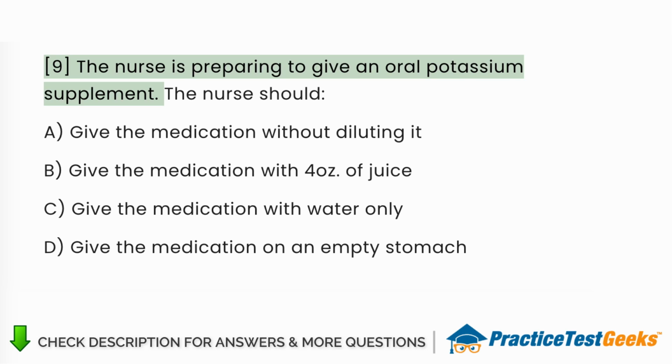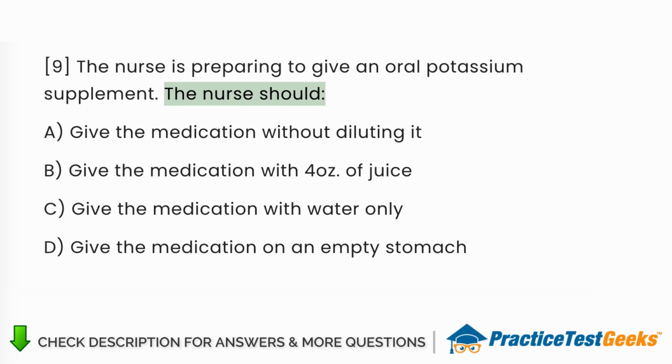The nurse is preparing to give an oral potassium supplement. The nurse should: A. Give the medication without diluting it. B. Give the medication with 4 ounces of juice. C. Give the medication with water only. D. Give the medication on an empty stomach.